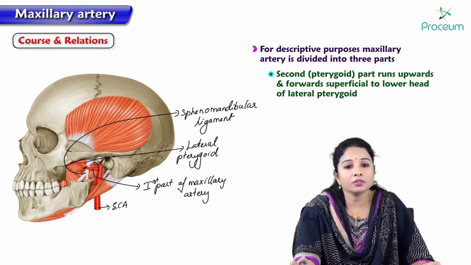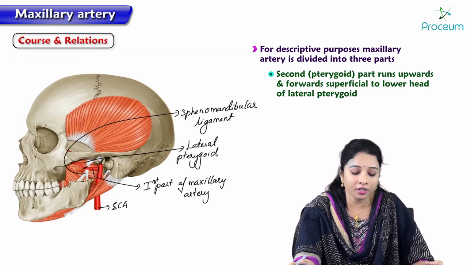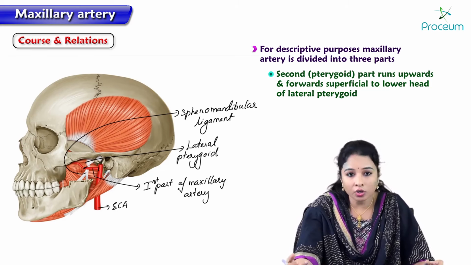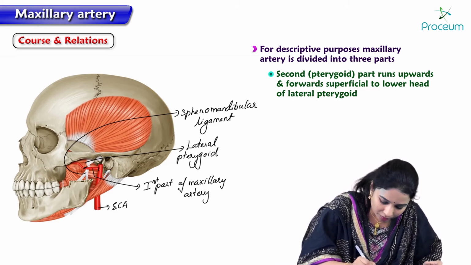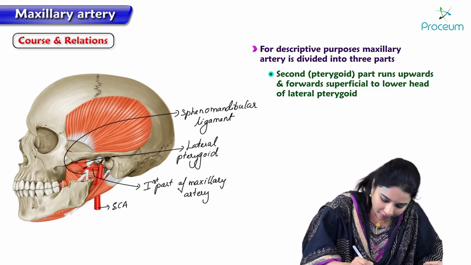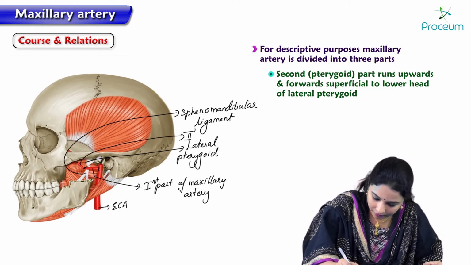The second part is called pterygoid part. It runs forwards superficial to the lower head of lateral pterygoid. So lateral pterygoid has got two heads, upper and lower head. So the part which is superficial to the lower head of lateral pterygoid is the second part. So second part is otherwise called pterygoid part.